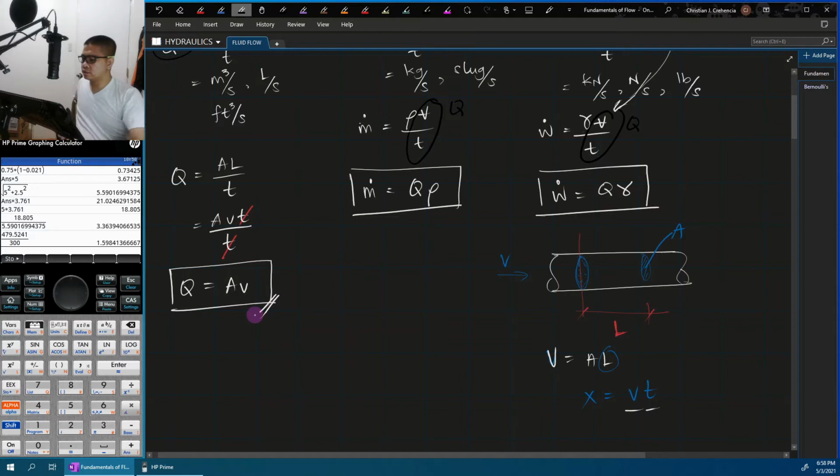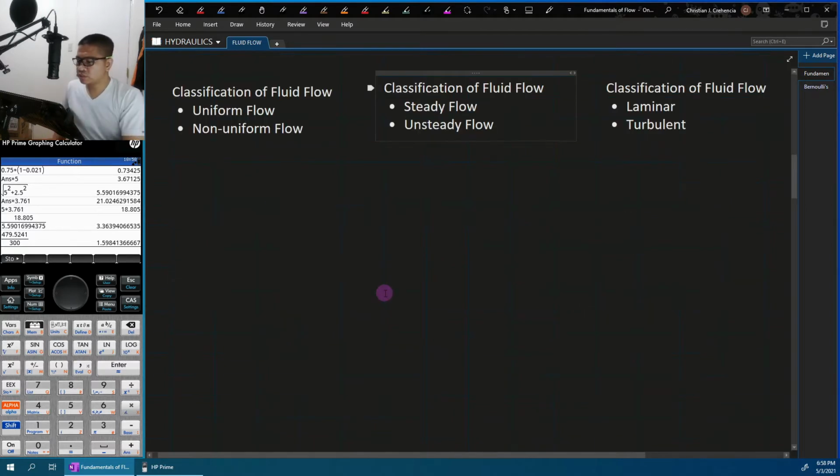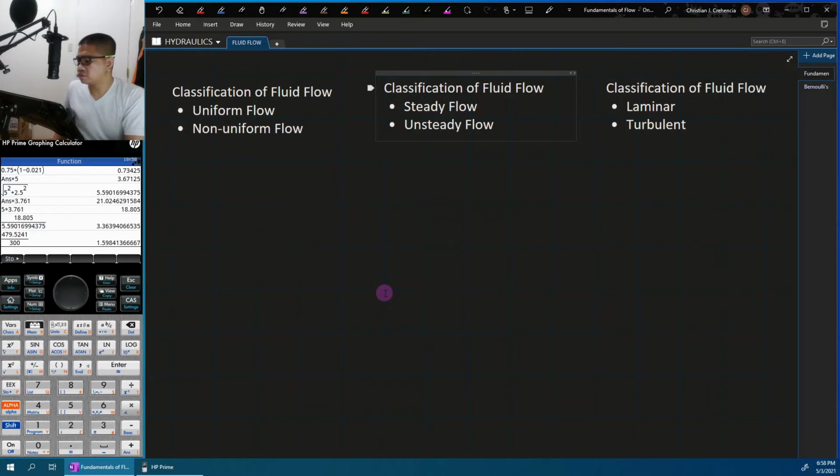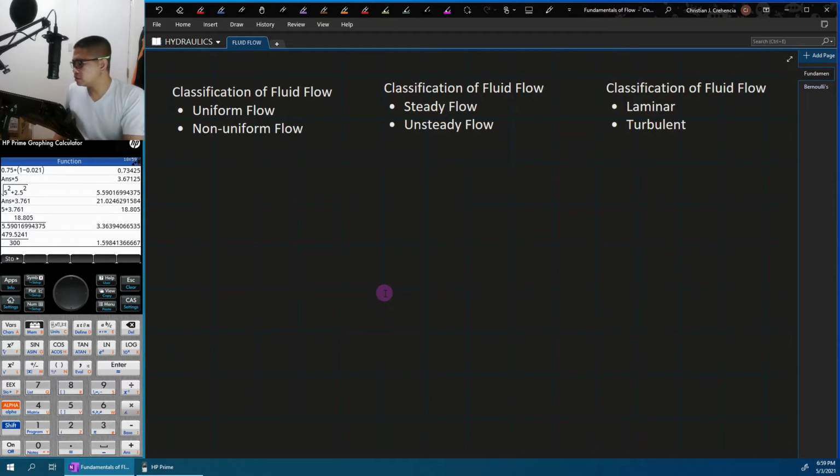Yan, so yan yung mga formulas na kailangan nating tandaan, mga basic na formula sa hydraulics. So now let's proceed with the classification of flow. Fluid flow can be classified as either uniform or non-uniform flow, can be steady or unsteady flow, and can be classified as laminar or turbulent flow. And meron din tayong continuous flow and of course, kabaliktaran is non-continuous.